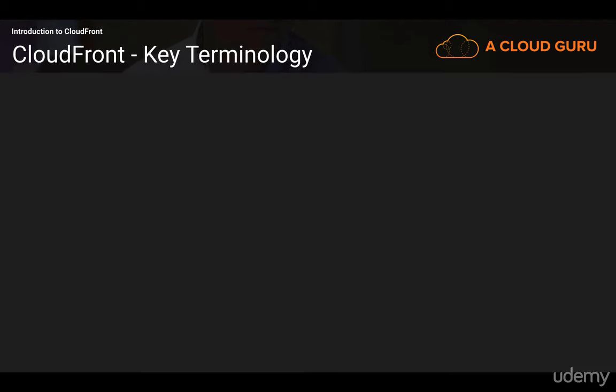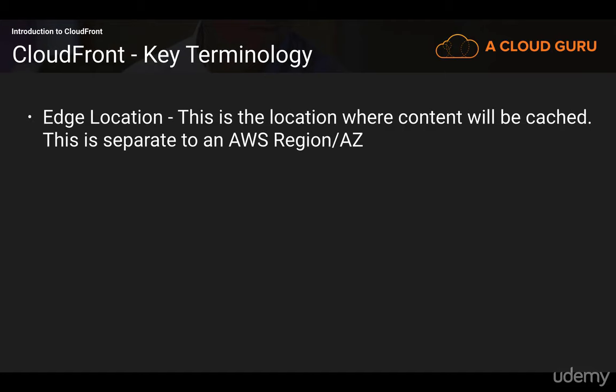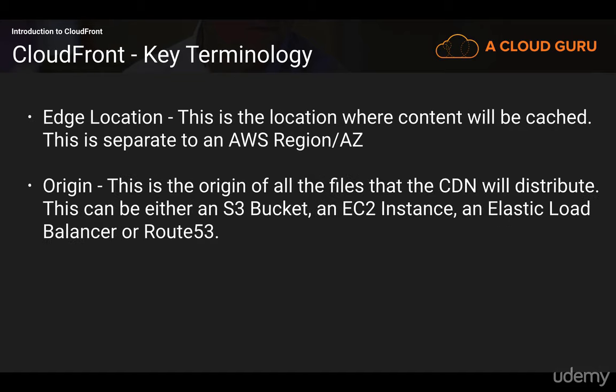So let's talk about some key terminology around CloudFront. And the first thing you have to know about CloudFront is what an edge location is. We talked about this in one of the previous sections, but an edge location is the location where content will be cached. Now, this is separate to an AWS region or availability zone. So there are edge locations all around the world at the moment, and they'll be in areas that there might not be a region, but there will be an edge location. And you can see where the edge locations are by going to AWS's website. I think there's over 50 currently.